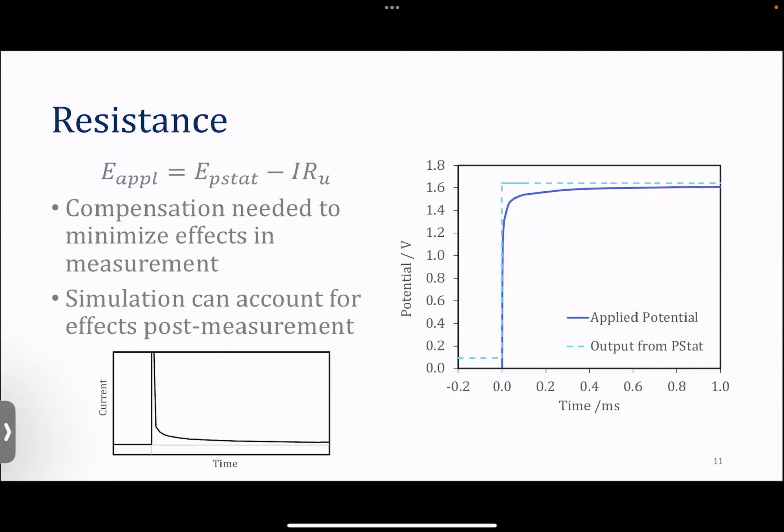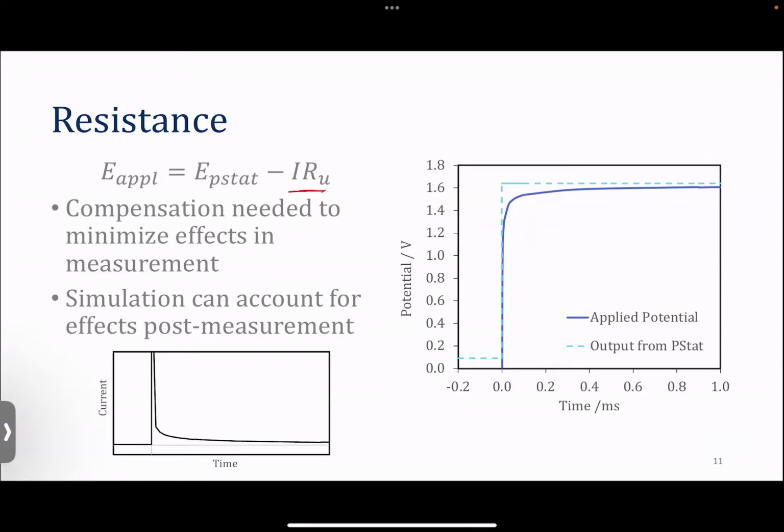This is often called ohmic drop because according to Ohm's law, the resistance within a circuit, or your electrochemical cell, which is a part of the circuit, drops according to I times R. So here we have our current times our uncompensated resistance.